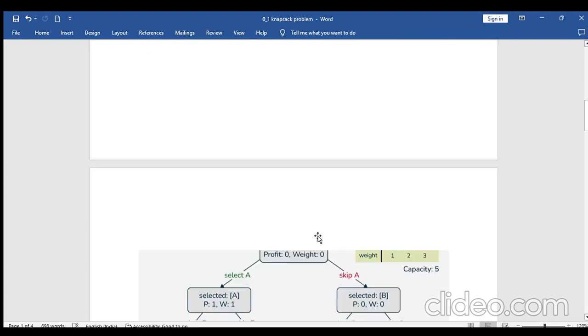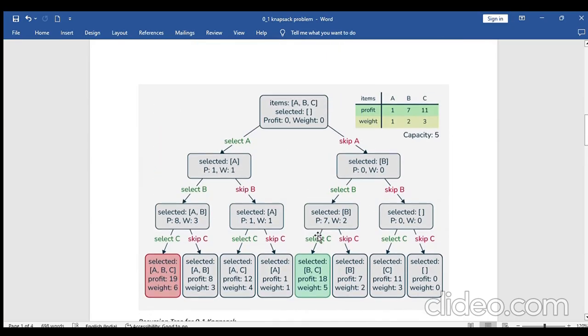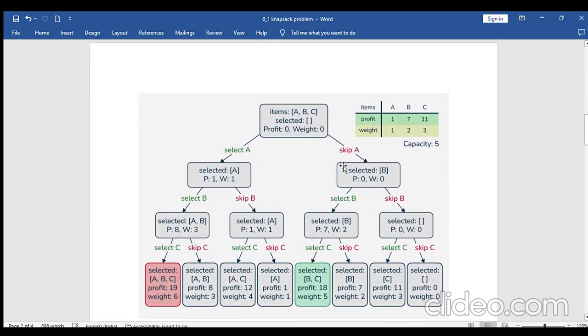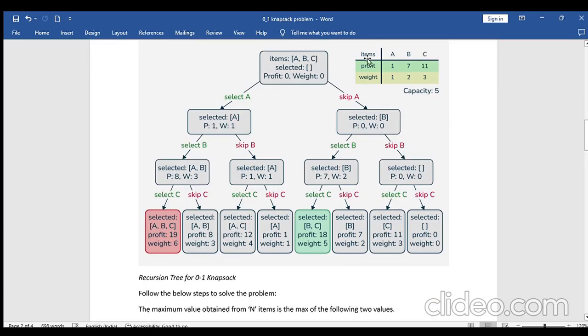Let's understand this with an example. Here there are items A, B, C, each with a profit and weight associated with it, with a maximum capacity of 5 allowed.